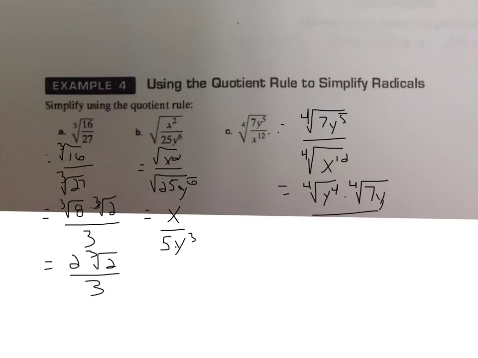And the fourth root of x to the 12th, we can take 12 and divide by 4. It's 3 times, so that's just going to be x cubed. And on the top, fourth root of y to the 4th is just going to be y. So we got y, fourth root of 7y over x cubed. That's the answer for part C. Go ahead, pause here, try the checkpoint on the next page. When you're done, I'll give you the answers.